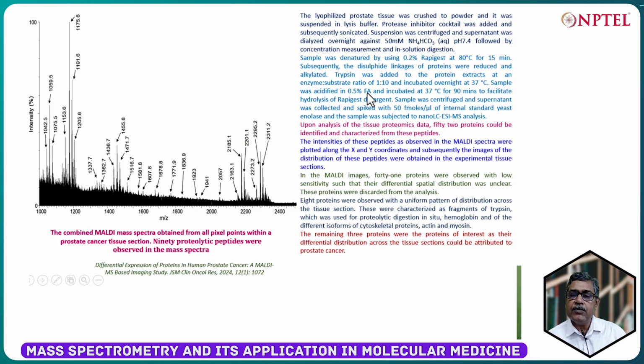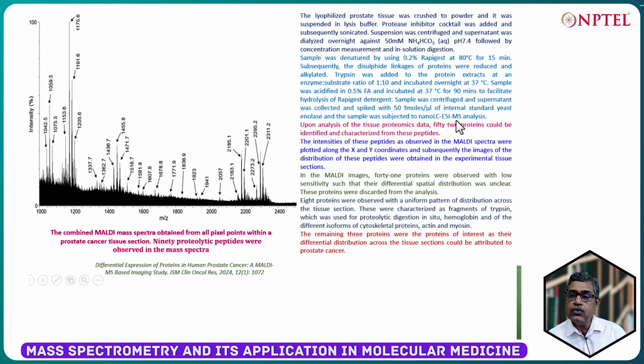The sample was acidified with 0.5% formic acid and incubated at 37 degrees centigrade for 90 minutes to facilitate the hydrolysis of the RapiGest detergent, because we have to destroy it before we take it to mass spec. We have talked about the same thing previously also. The sample was centrifuged, the supernatant collected, and then we spike with a standard, that is enolase digest, and the sample was subjected to nano-LC MS.